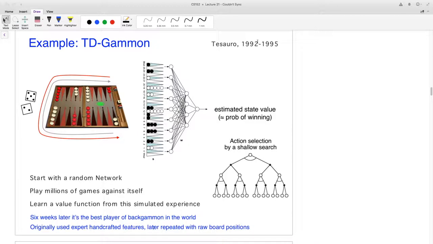And 6 weeks of training. So if we took that to today's training, this would be, what, 6 minutes maybe? Then it's the best player back. It did originally use some expert handcrafted features. It represented the board in such a way that would make it easy for the network to learn. And they changed that and just put in raw board positions later. Well, when they wanted to get the best possible, they combined both.